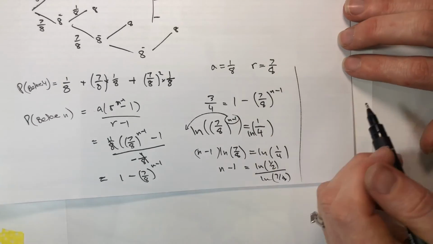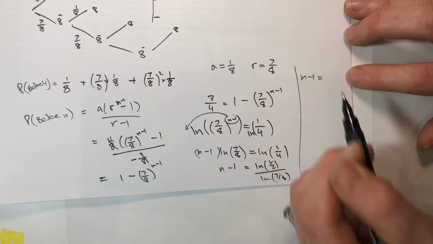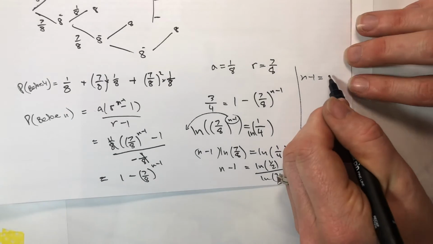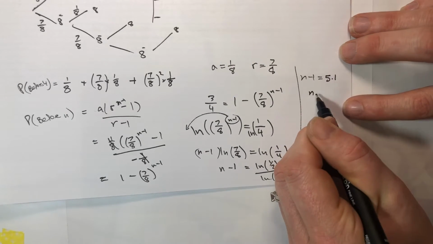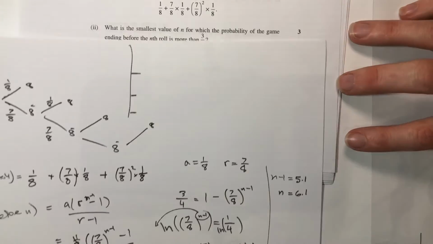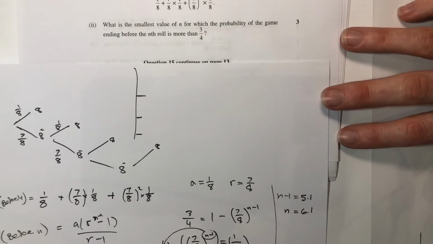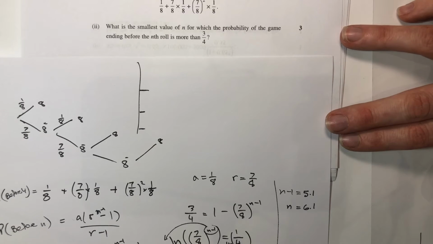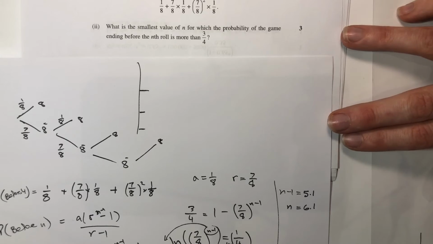Run out of room. n minus 1 equals ln of a quarter straight in the calculator divided by ln 7 on 8, 5.1. So n would have to equal 6.1. So that's how many rolls I'm going to need. The smallest value of n for which the probability of ending before that is more than 3 on 4.